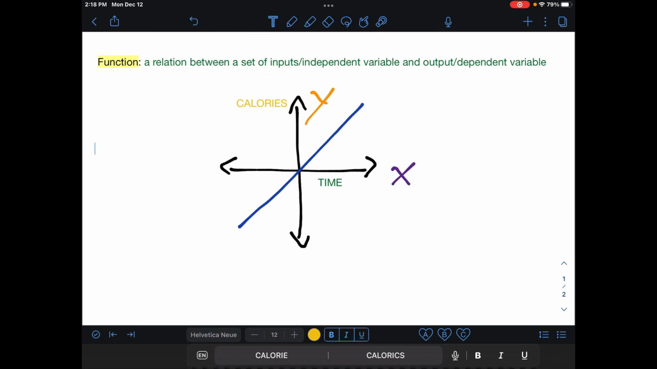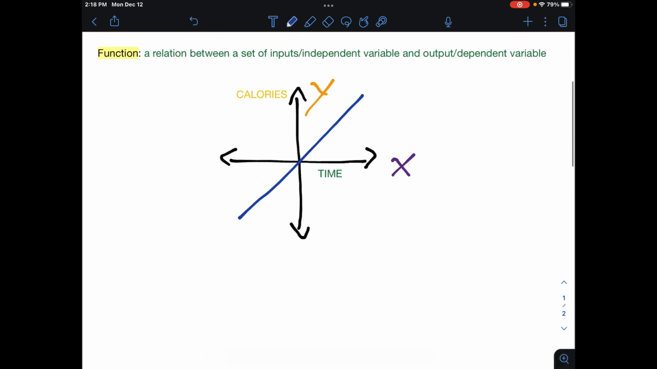So here I have a graph. We have our x axis here, and we have our y axis here. I'm sure you guys are familiar with that if you have taken any high school math class, which I'm sure you all have, because you all seem like brilliant students. And in our y-axis, we have calories, and in our x-axis, we have time.